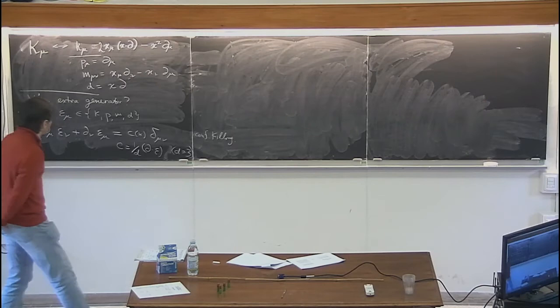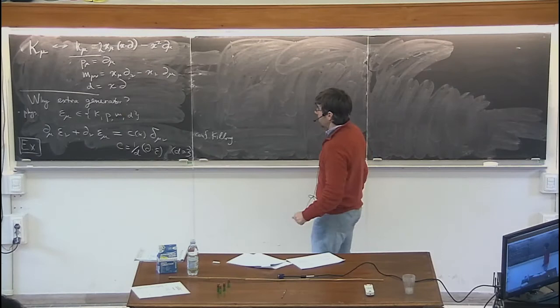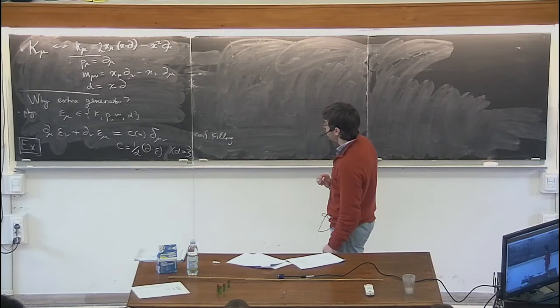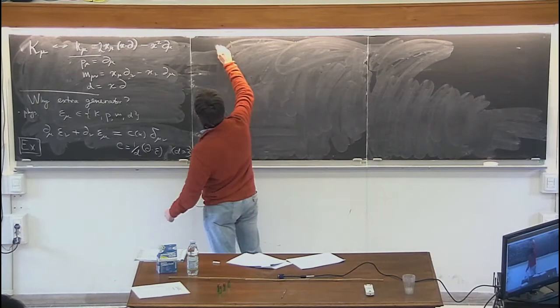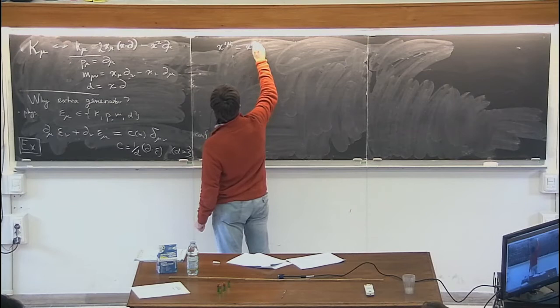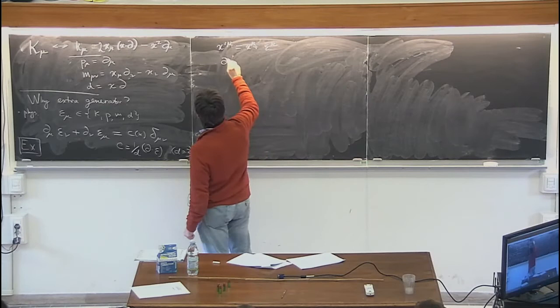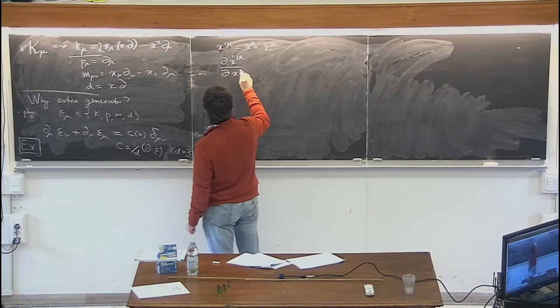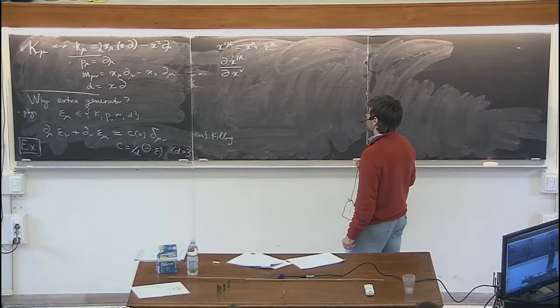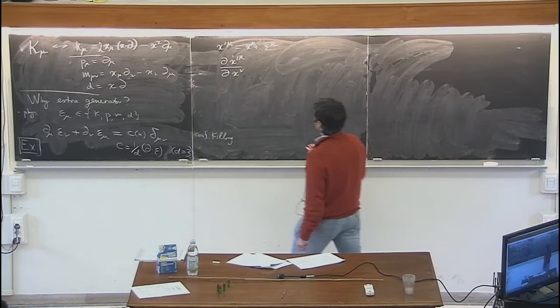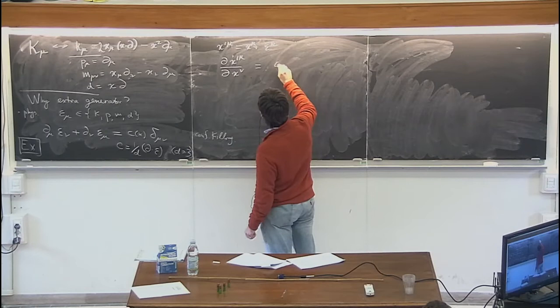Now, let me express the physical content of this equation in the following way. Since it's a vector field, it means that I'm considering an infinitesimal transformation, x prime mu is equal to x mu plus epsilon mu. And let me consider the Jacobian, dx prime mu over dx nu. So this is equal to delta mu nu plus d mu epsilon nu.